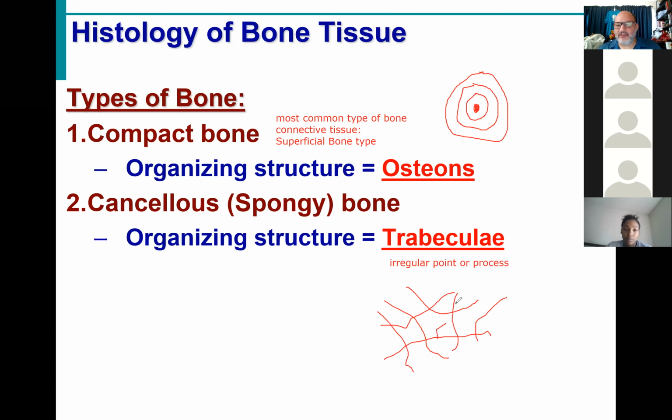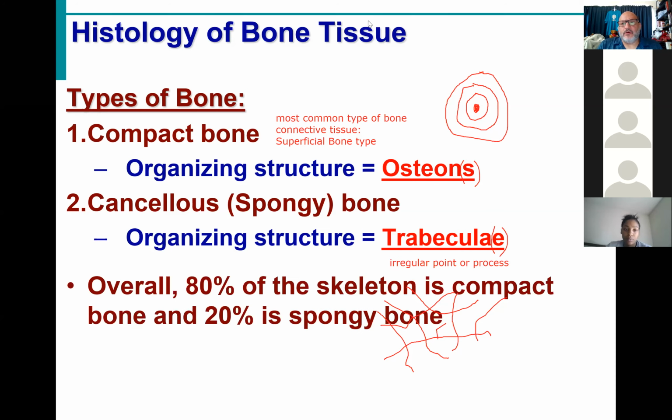So again, each single one of these irregularly shaped points and processes is known as a trabecula. Trabecula singular, trabeculae with the E is of course the plural, right? Osteons plural, trabeculae plural. So here we can do that too. Fun with vocabulary. All right, and again, I've done a horrible job of drawing this, but let's look at the pretty picture to see how this works.